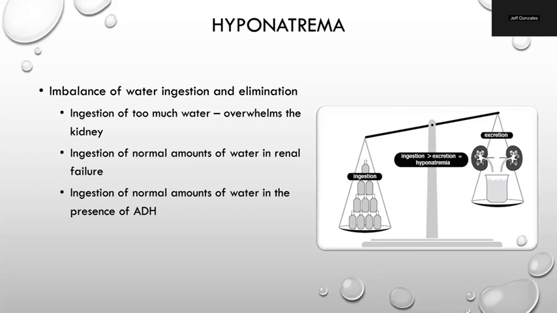Hyponatremia, again, is an imbalance of water ingestion and elimination. Usually it is in three categories. There's ingestion of too much water, which overwhelms the kidneys, and the kidneys can't eliminate that water fast enough. There's an ingestion of normal amounts of water, but the patient may have renal failure and again can't eliminate that water. Or there's ingestion of normal amounts of water in the presence of antidiuretic hormone.